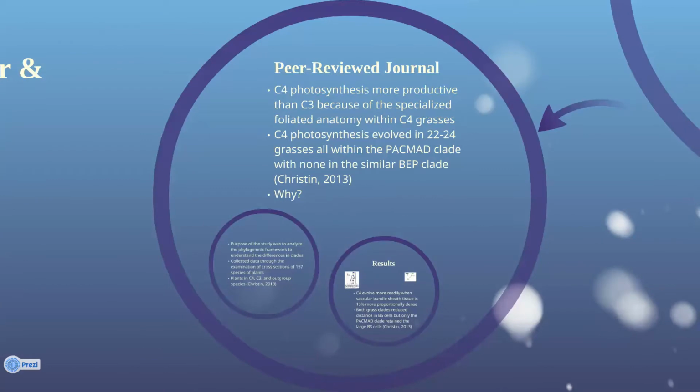With this basic knowledge of photosynthesis and the difference between C3 and C4 photosynthetic plants, let's take a look at a peer-reviewed journal examining C3 and C4 differences in grasses. C4 photosynthesis is more productive than C3 photosynthesis because of the foliated anatomy within the C4 structures. It has been shown that C4 photosynthesis takes place in 22 to 24 grass lineages, all within the PACMAD clade and none in the BEP clade. The question addressed within this study is, why does this clustering happen? What are the evolutionary reasons? What mechanisms allowed for C4 photosynthesis to take place?